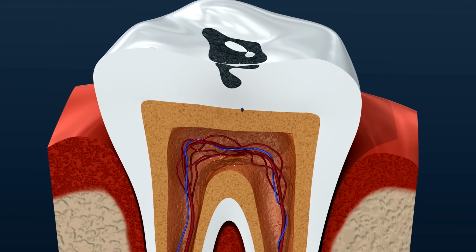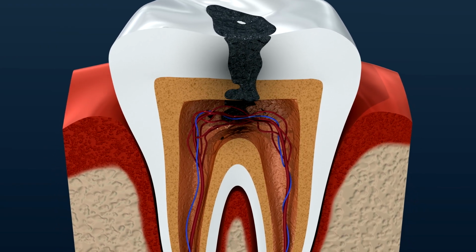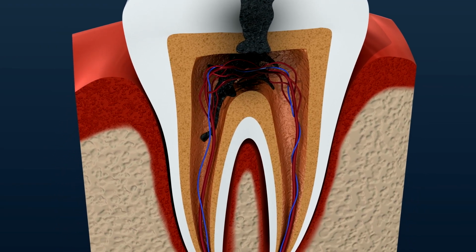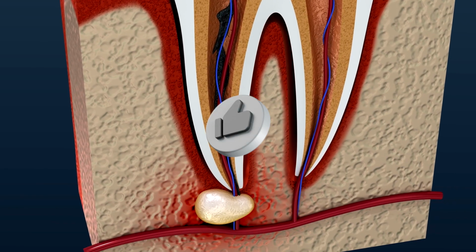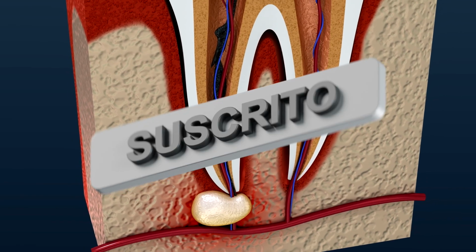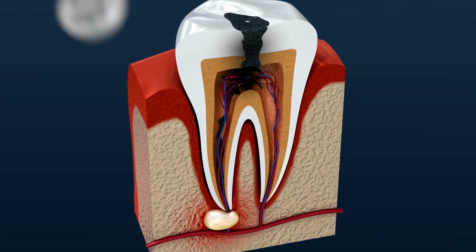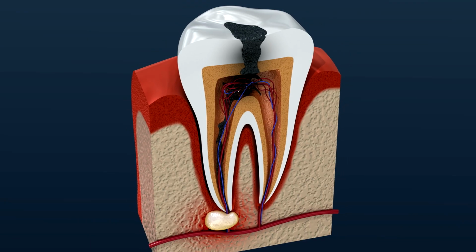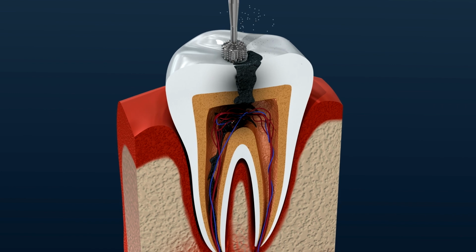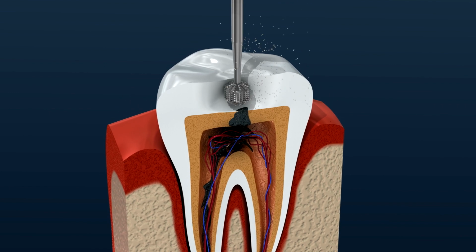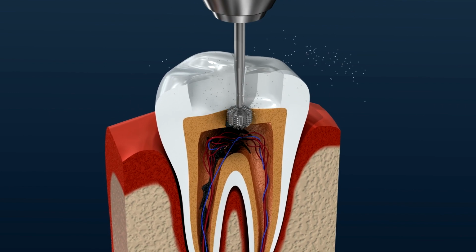The dentist first numbs the area with local anesthesia, ensuring the procedure is comfortable. Once the tooth is numbed, all decayed tissue is gently removed using specialized dental instruments. The area is then thoroughly cleaned to eliminate bacteria and prepare the tooth for restoration.